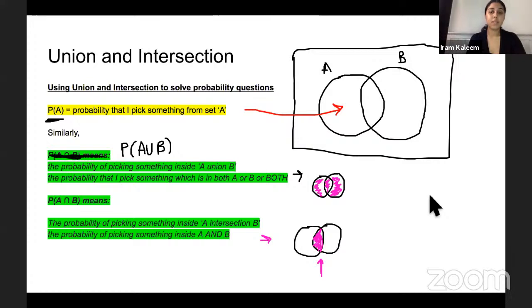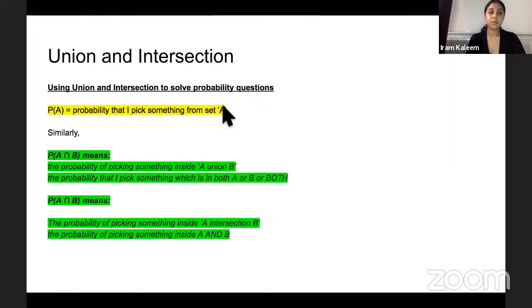Okay, I'm going to give you a couple more seconds to just make sure everything's written down, especially the stuff in green. Okay. Let's move on.